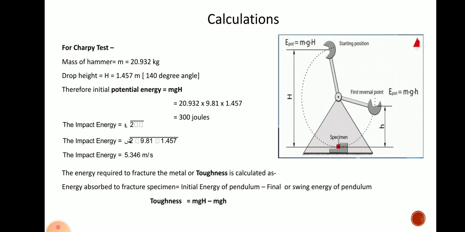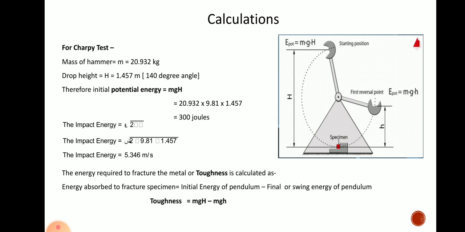With some calculations in this Charpy test, we are going to find out the impact energy required to hit and break that test specimen, and the amount of toughness that the material has. So these two things we are going to find out through this Charpy impact test. Initially, the mass of the hammer taken for the Charpy test is 20.932 kg. This is the standard mass of the hammer taken for the Charpy test.